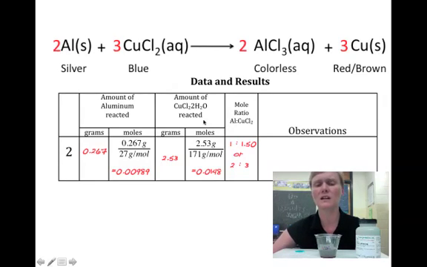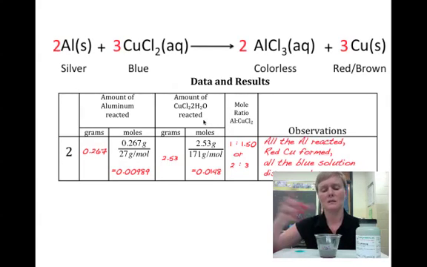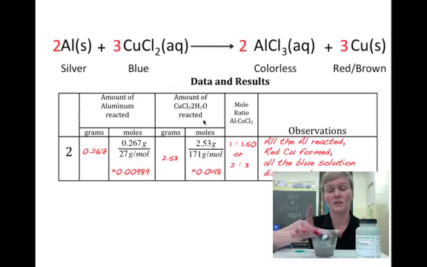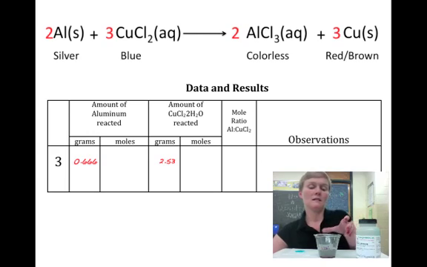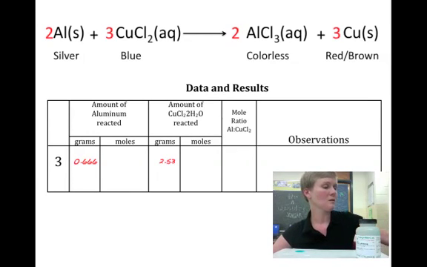So what are our observations and what does that mean? Notice there's no more aluminum left in here. A lot of red copper formed at the bottom, and there's no blue color remaining. So I can't see any aluminum left over, and I can't see any blue copper left over. Let's think about what that means after we get finished with this little lab. Let's do the third one now. I'm going to put that one aside.